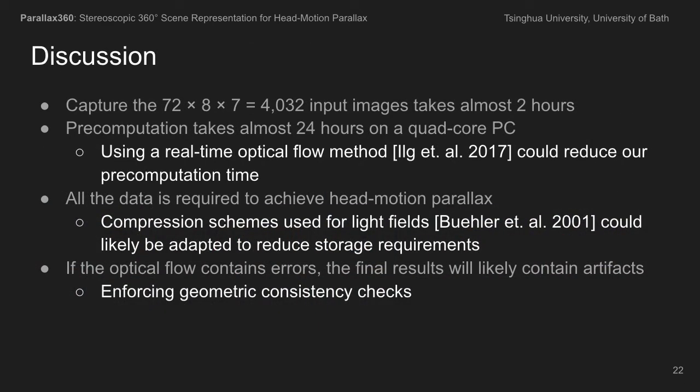Let's have some discussion and talk about the future work now. Pre-computation of our work takes almost 24 hours on a quad-core PC. Thus, we suppose using a real-time optical flow method may reduce our pre-computation time. Regarding storage, all the data is required to achieve head motion parallax. We believe some compression schemes used for light fields could likely be adapted to reduce storage requirements. Last but not least, if the optical flow we pre-compute contains errors, the final results will likely contain artifacts. We can try to enforce some geometric consistency checks on our representation in future work.